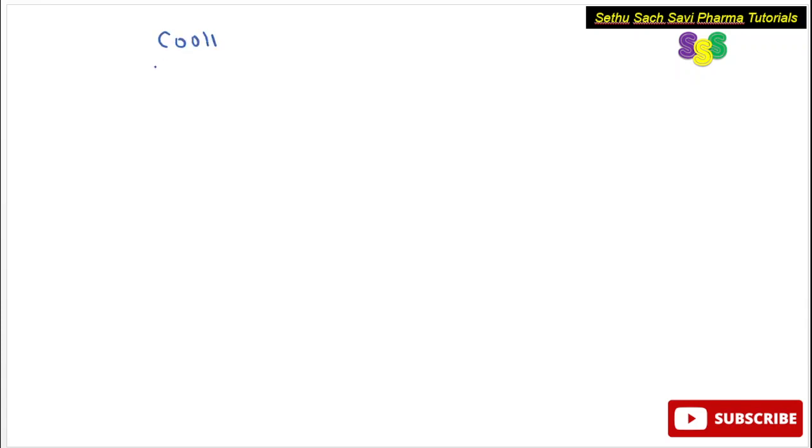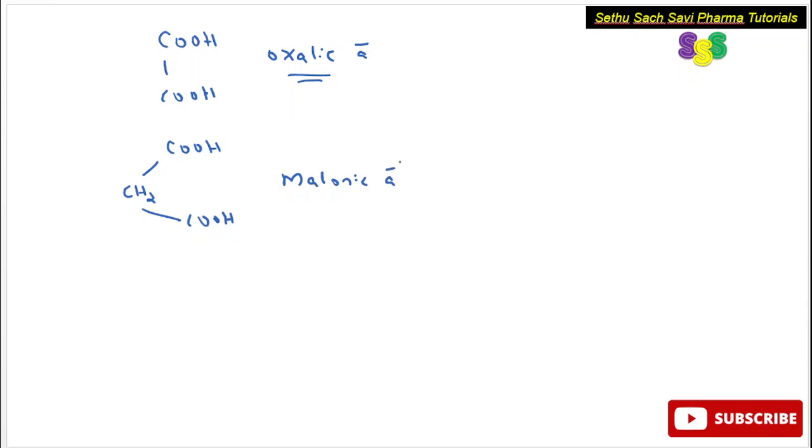So COOH, COOH, this is called oxalic acid. This is also a dicarboxylic acid containing compound, with two COOH groups. Now if I introduce one carbon atom between these two carboxylic acids, it will become malonic acid.